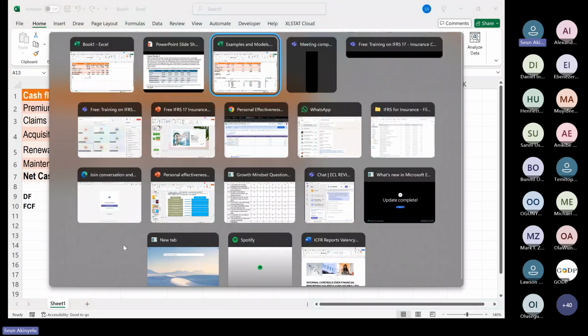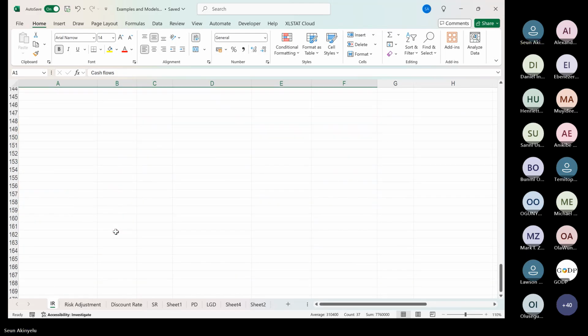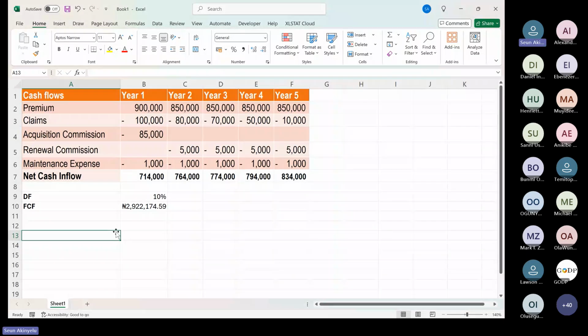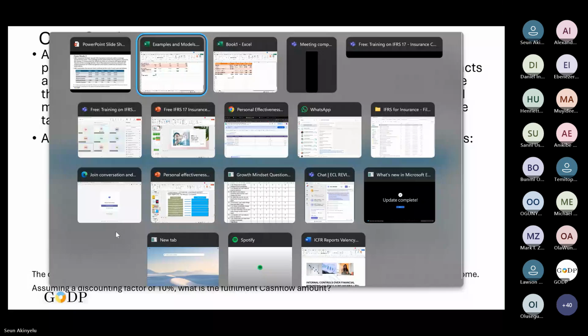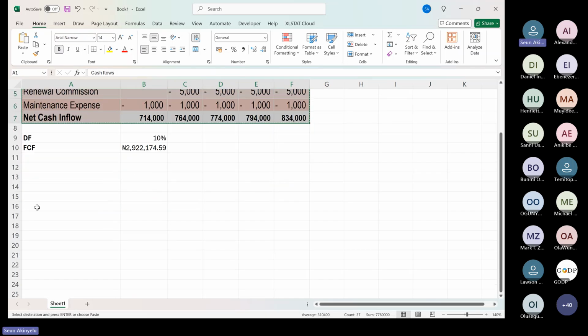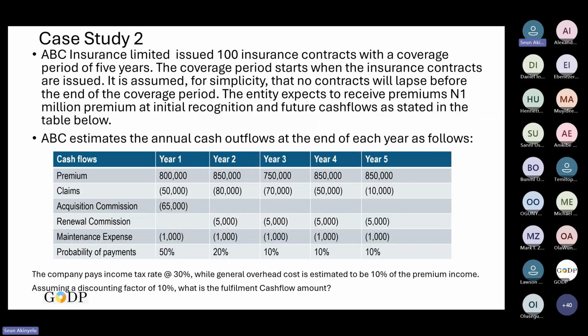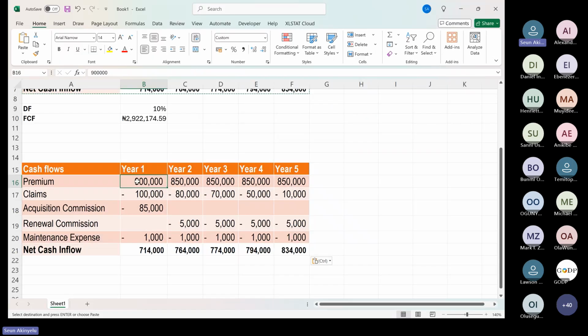Let me see if I have that same question somewhere. Okay, let me just copy it. Let's change it together. So I'm doing case study 2. Premium in period is 800, 850, 750, 850, 850.